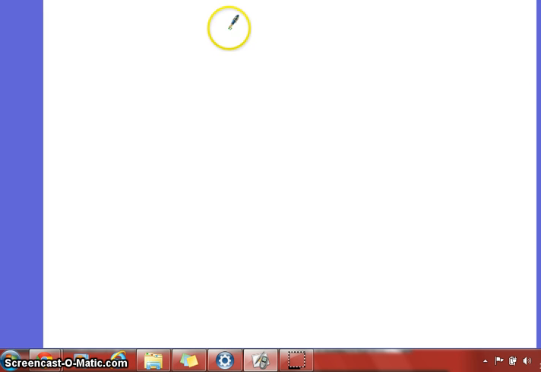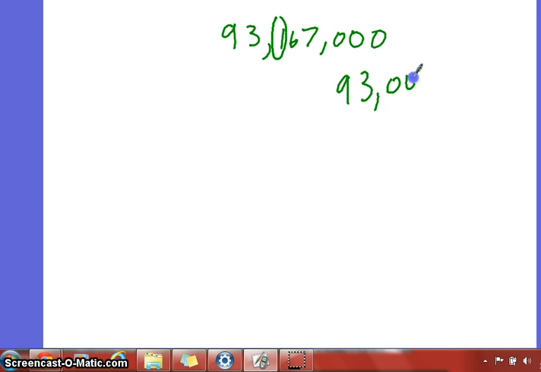We can also do this one. 93,167,000 to the nearest million. Which one am I looking at for the million? I'm looking at the 3, right? The number after the 3 that I'm looking at is less than 5, so yes, it is 93 million. Okay, pretty straightforward.